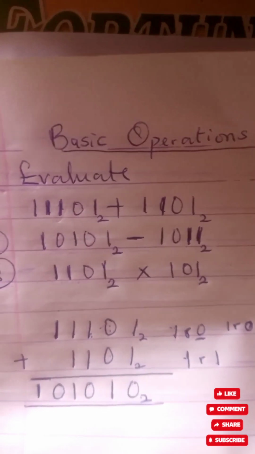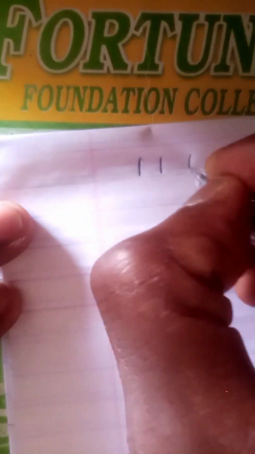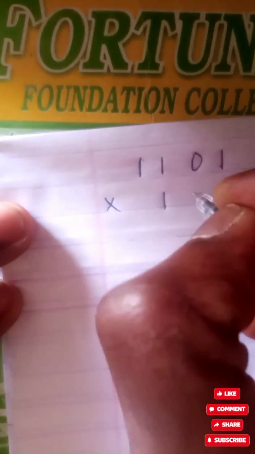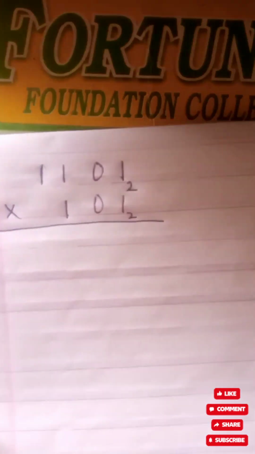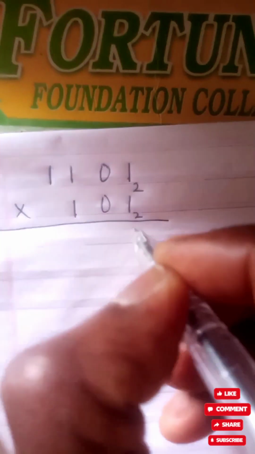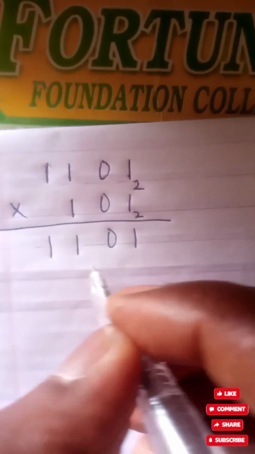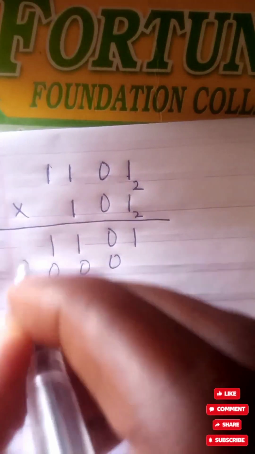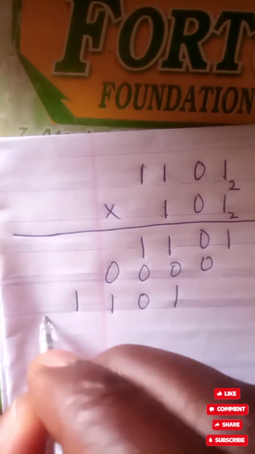Now we have to multiply 1101 by 101. We want to multiply it. So let's get on with it again. So multiplying 1 by 1 is 1, by 0 is 0, by 1 is 1, by 1 is 1. 0 all through it will be 0, right? So this one also we have 1 0 1 1. So don't forget, we now add.